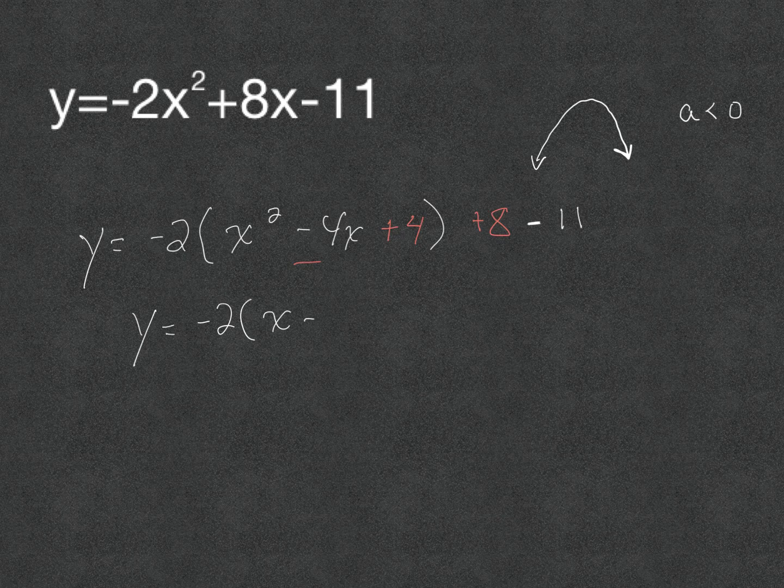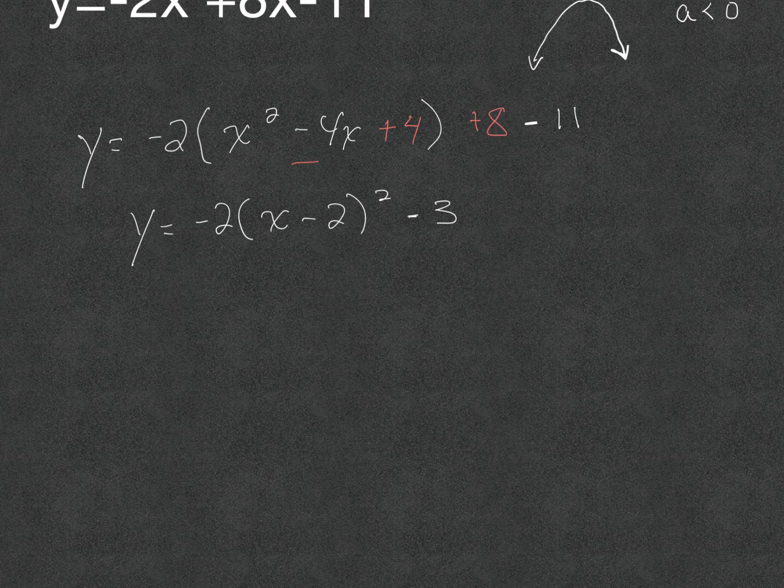So when I do this, I'm going to get y equal to -2 times x minus 2 squared. And then I'm going to get a -3. Okay, so what is the vertex? First point. The vertex is going to be, drumroll please, 2, -3.